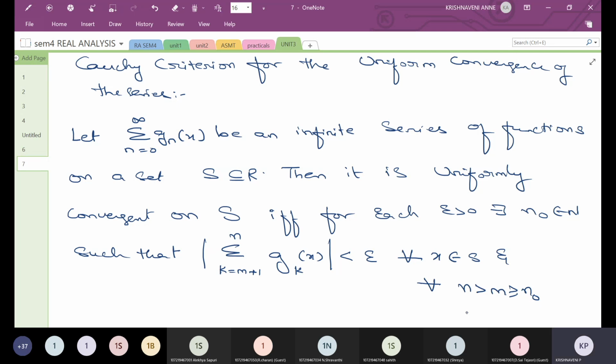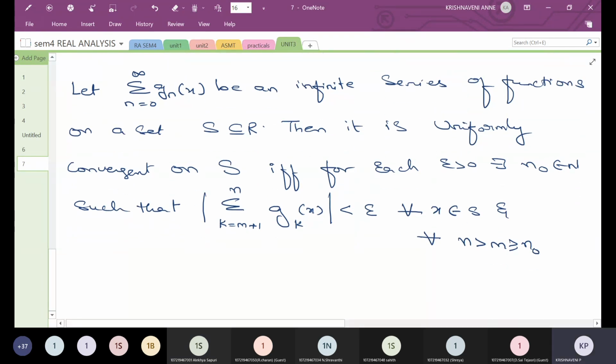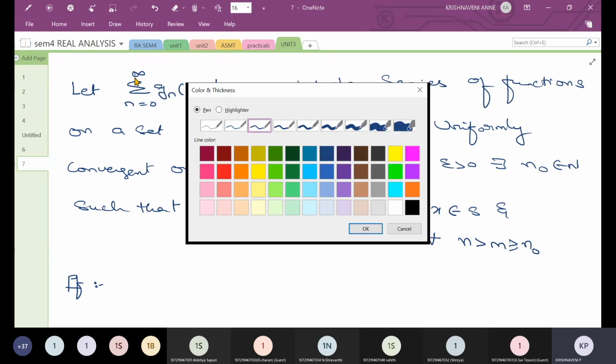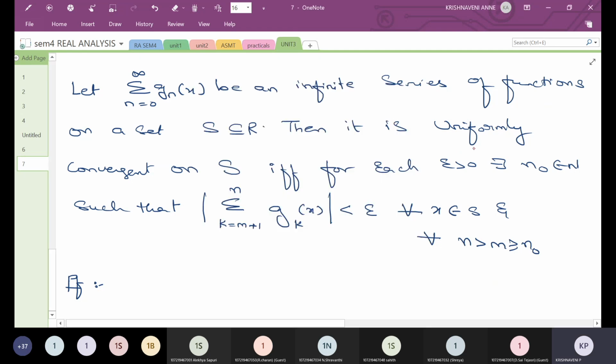Finish writing the statement, everyone? Okay. Now what is given? Directly, nothing is given in this. It is if and only if. If and only if, it is given only that this is the infinite series of functions. Okay. Next, what is given? Please read the statement, everyone. Then the series is uniformly convergent if and only if this one.